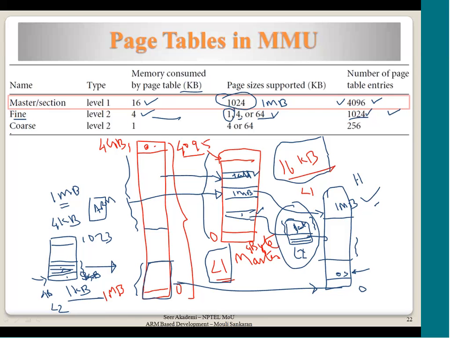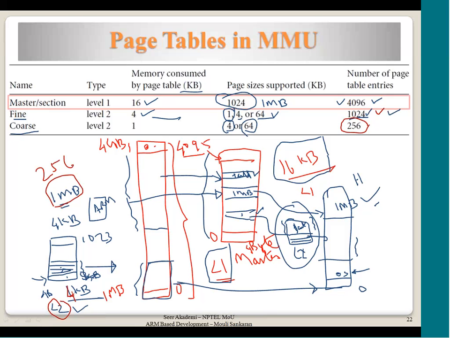Now what happens to the coarse table? Coarse table means the page sizes are bigger. It is either 4 KB size or 64 KB size. This is also an L2 page table, but instead of 1 KB, now the size is changed to 4 KB. That means each entry in the L2 table corresponds to a 4 KB page size. In that case, how many 4 KB entries will there be in 1 MB? 256, because it is 1/4 of what you saw in the fine table. That is why you see 256 entries in the L2 table.